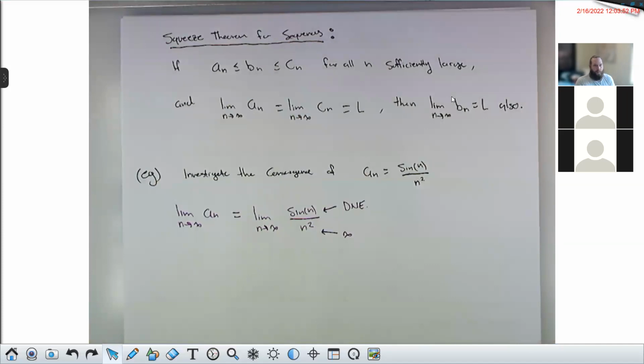Convergence, yeah, the word right after investigate. So when I say that phrase, investigate the convergence, I mean, tell me everything you can. Tell me whether this thing converges or diverges. If it converges, tell me what it converges to. Tell me as much as you possibly can.